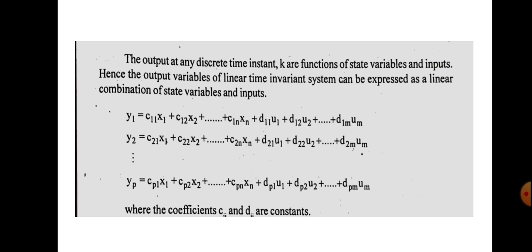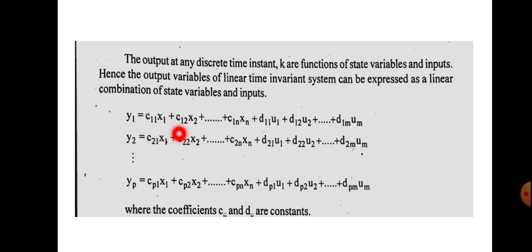For that we are considering that output y will be a function of the state variables and the input. So the outputs at any discrete time instant k are functions of state variables and inputs. Hence we can write the output difference equations as y1 equal to, the output can be written as a linear combination of state variables and input. So y1 equal to c11 x1 plus c12 x2 plus etc. up to d1m um. Similarly we can write the other equations also.